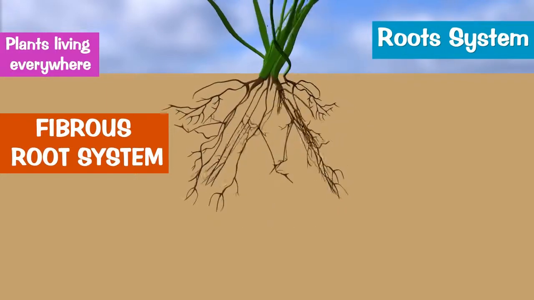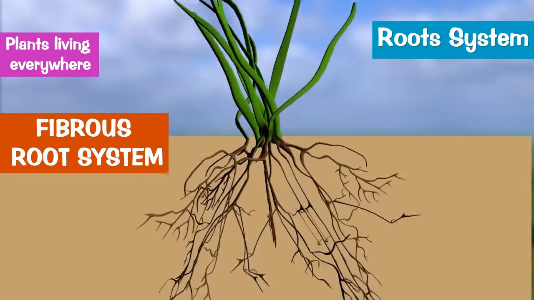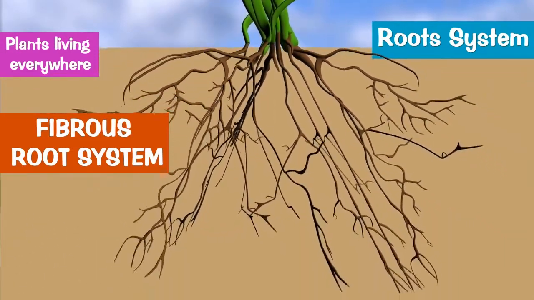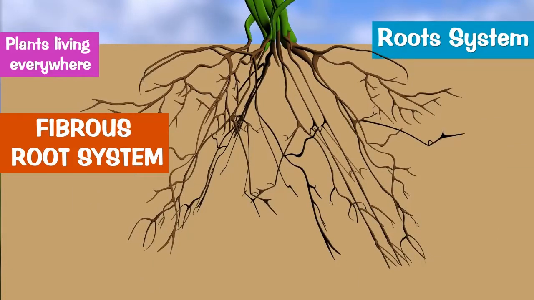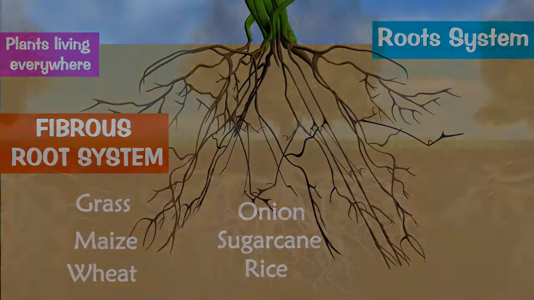Fibrous root system. Fibrous roots, which grow from the base of the stem, have a bushy appearance. These roots are thin and almost equal in size. You can observe these roots by pulling out some grass from your garden. Grass, maize, wheat, onion, sugarcane, and rice are examples of plants in which fibrous roots are found.